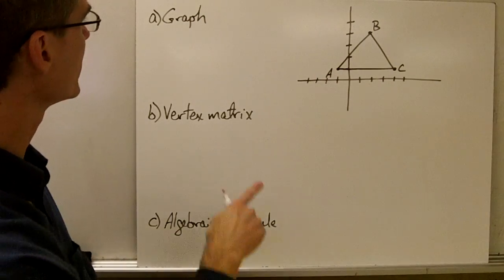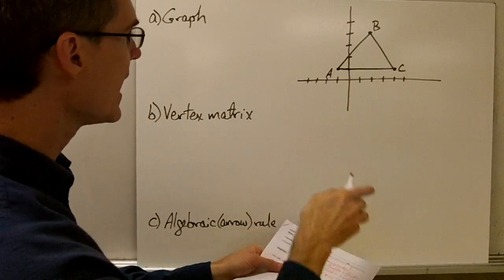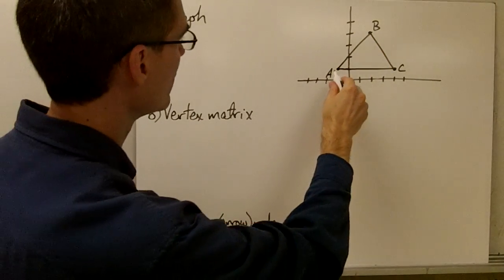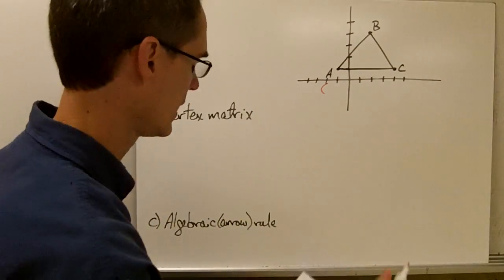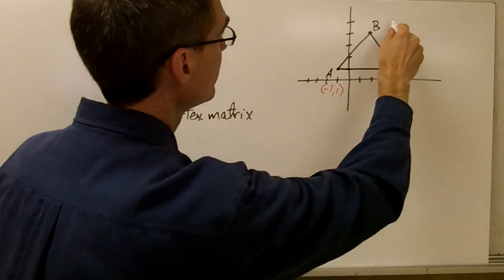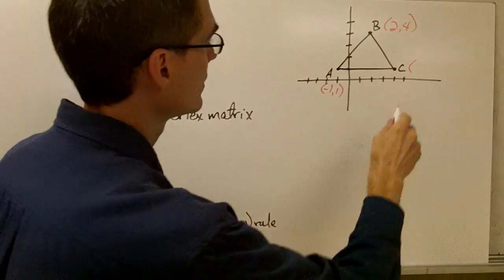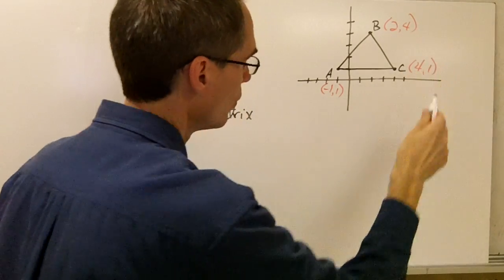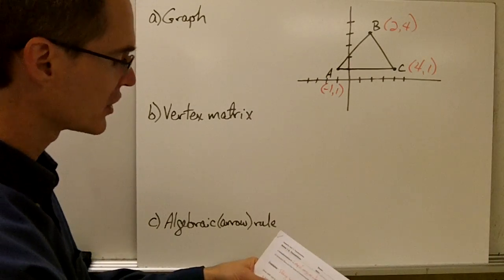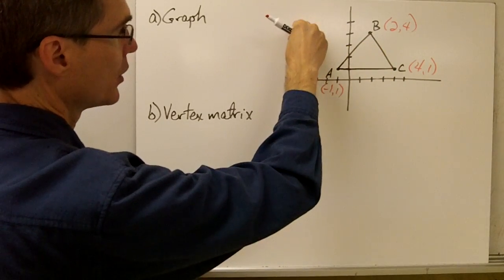So first let's take a look at what a graph of this translation is going to look like. So we've got this triangle ABC, and I'm given the coordinates of my 3 vertices. The coordinate of point A is -1, 1, and B is 2, 4, and C is 4, 1. And I want to translate this object, that is, I want to slide it to the left 4 units and up 1 unit. So I'm going to go 4 units to the left and 1 unit up.